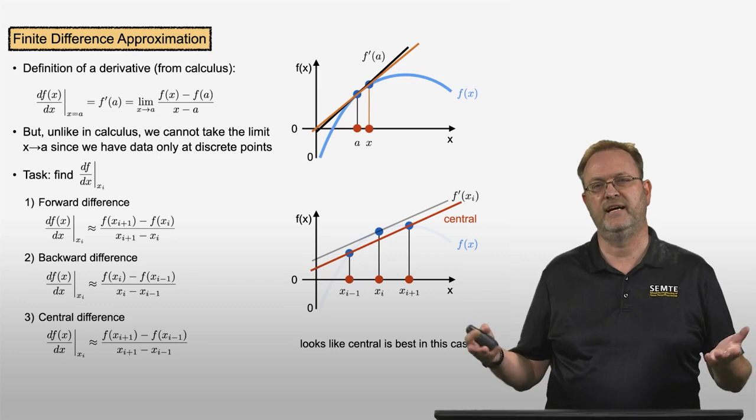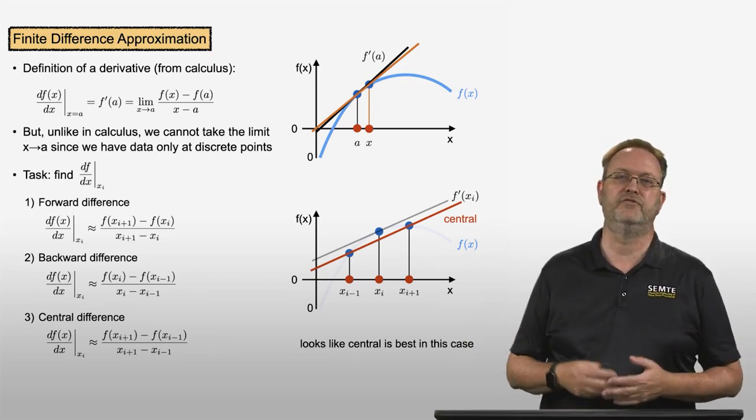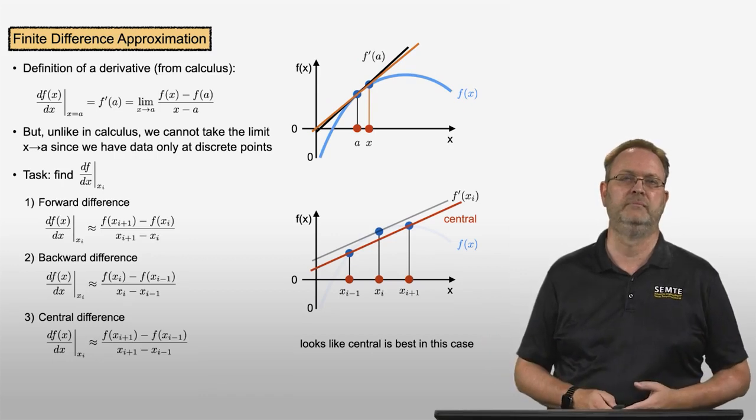In this case, it looks like the central approximation would be the best approximation of the 3 that we have looked at so far.